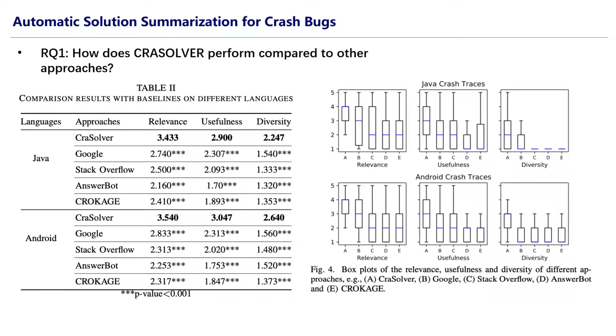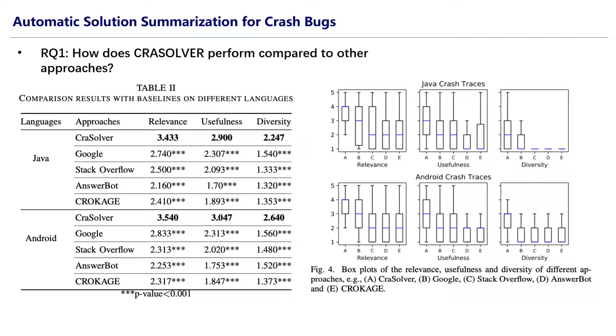The first research question is, how does CraSolver perform compared to other approaches? The table presents the mean of relevance, usefulness, and diversity scores, and the box plots show the scores of each solution from different approaches. The baseline built on Google is the best in all three aspects besides our CraSolver method.